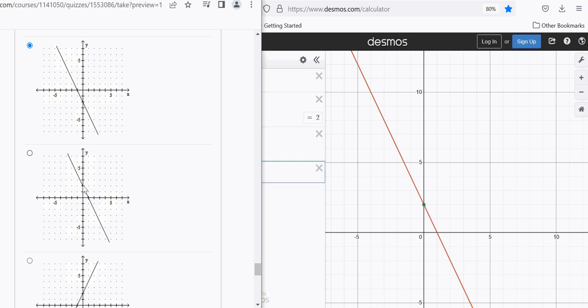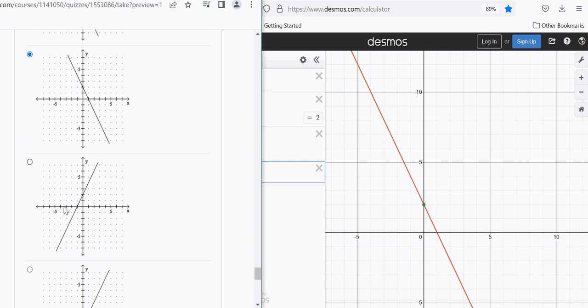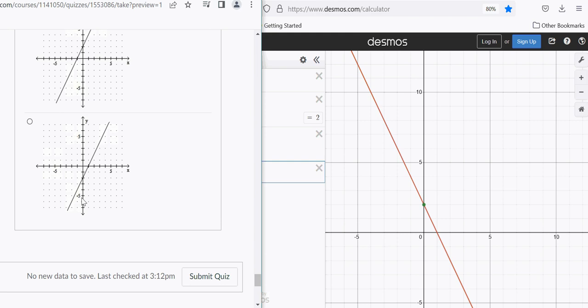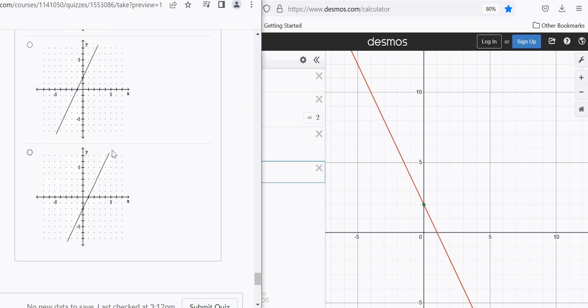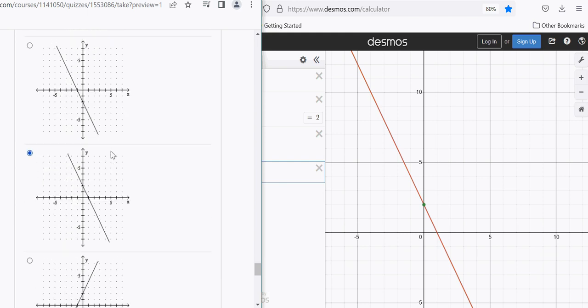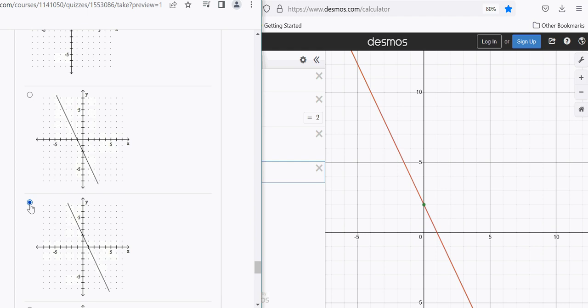This one sounds right. You see, x is 0, y is 2, positive. And it goes down. This one is not. It's going up. Even though here is 0, 2, this one is going up. So the answer will be going down this way. That would be the correct answer. All right, I'll see you next time.